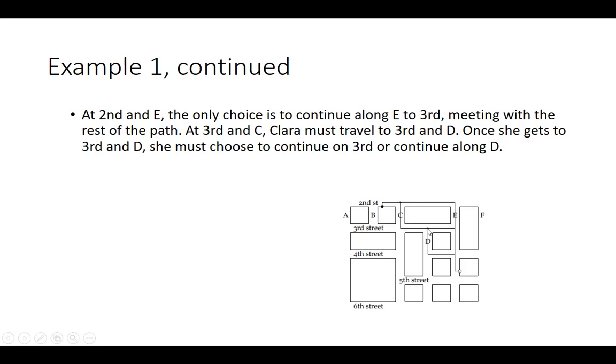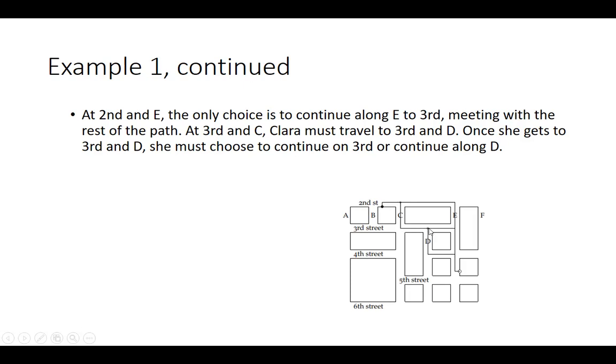Why must she go to 3rd and D? If she goes down to 5th Street, she's past the store. She would have to backtrack to get to it. Continuing all the way down C to 5th Street would not be a direct route. We have to join up with the other path that we had.